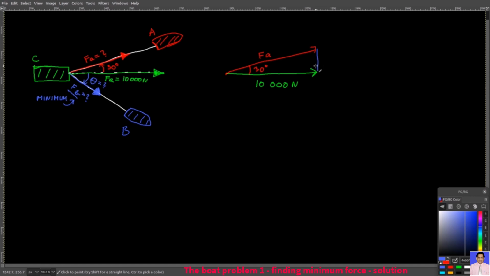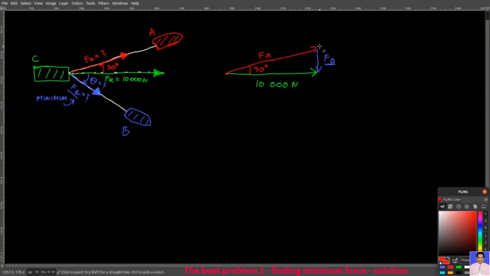In that case, FB would point down like this. And you might think that this FB is the minimum. But is it really the minimum? Now we have different conditions. In the previous case, we knew our FA, and we didn't care how big FR was. But now, FR is fixed, but FA can vary.